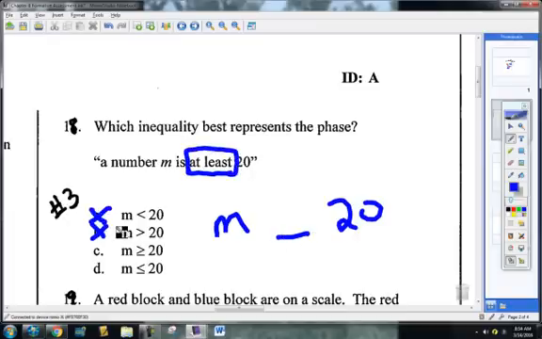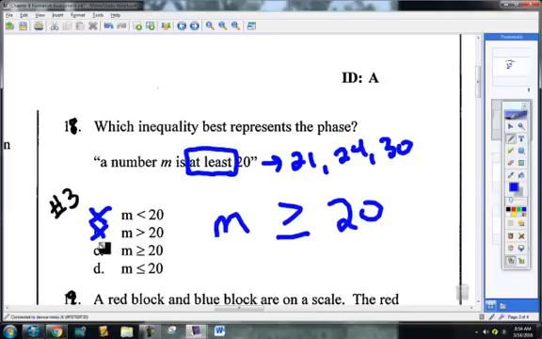Whenever we see at least, at most, maximum, minimum, or something like 20 or more, when you say it like that, it's going to be good. So if we're saying a number is at least 20, that means that it could be 21, could be 24, could be 30, right? So we know it's going to have to be greater than or equal to 20, so letter C. Okay?